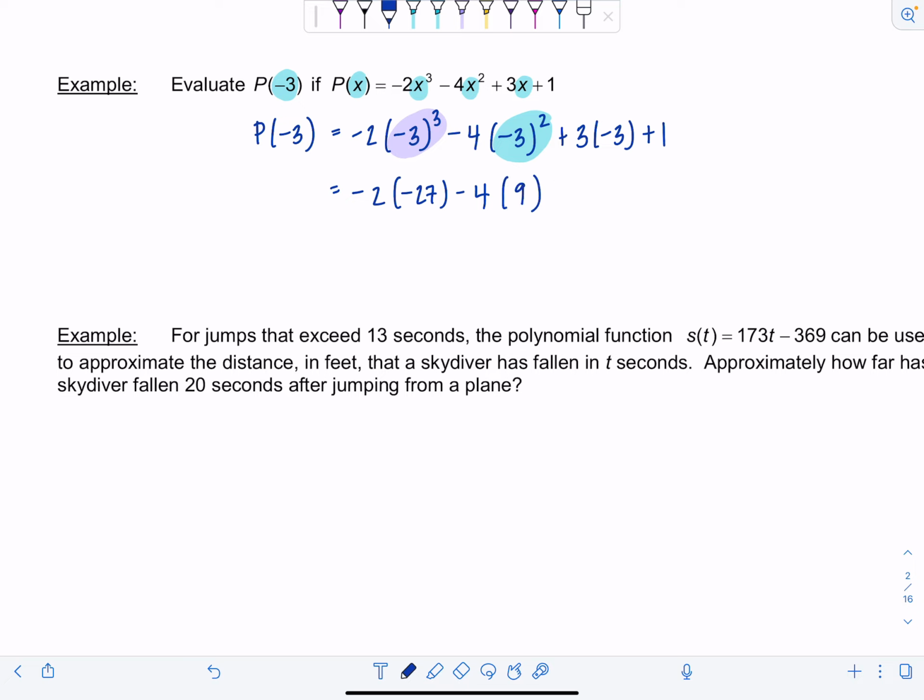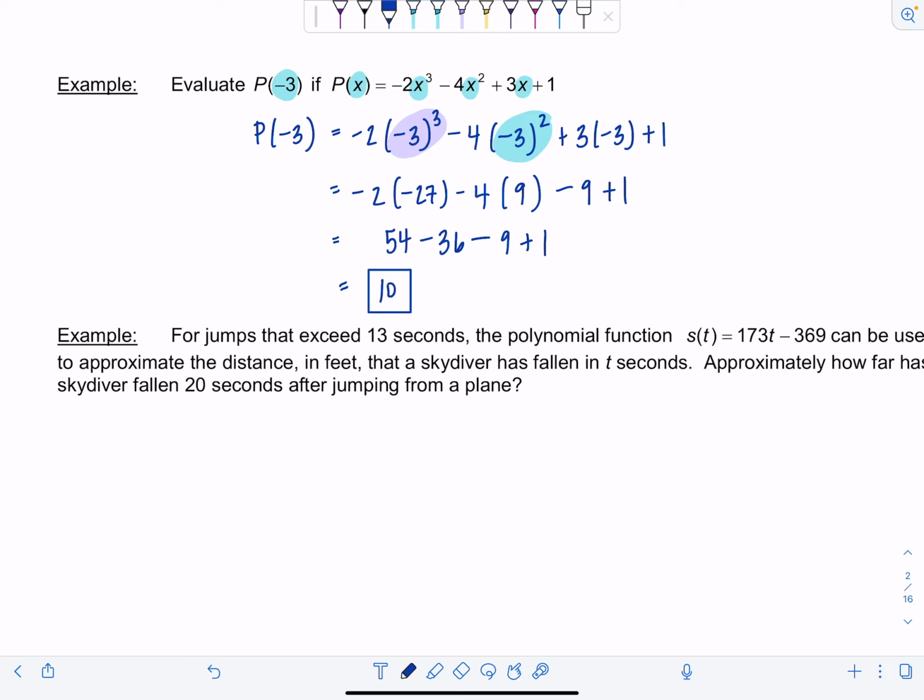And then I have plus 3 times negative 3. That's negative 9 plus 1. Good. Okay, now we can start multiplying. So negative 2 times negative 27. That's positive 54. Minus 4 times 9, so that's minus 36, minus 9 plus 1. Okay, very good. So 54 minus 36 is 18. 18 minus 9 is 9, plus 1 is 10. Voila.